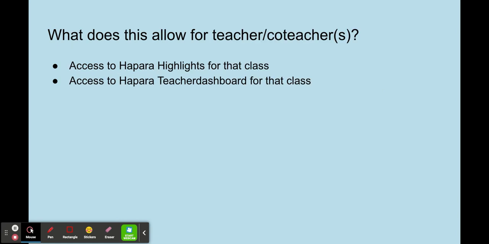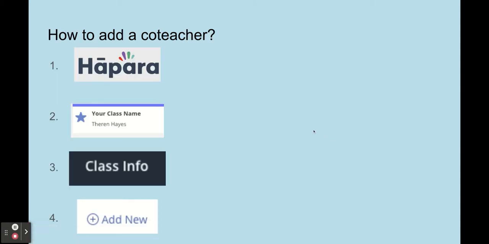Let's take a look. So what this actually allows is you are giving access to Hapara Highlights for that class to another adult. You are also giving access to Hapara's Teacher Dashboard. Remember, that's that window into their Google Drive for your class, the entire class. It's all or nothing. So here's the how, now that we've got the why and the what. Now getting into the how.